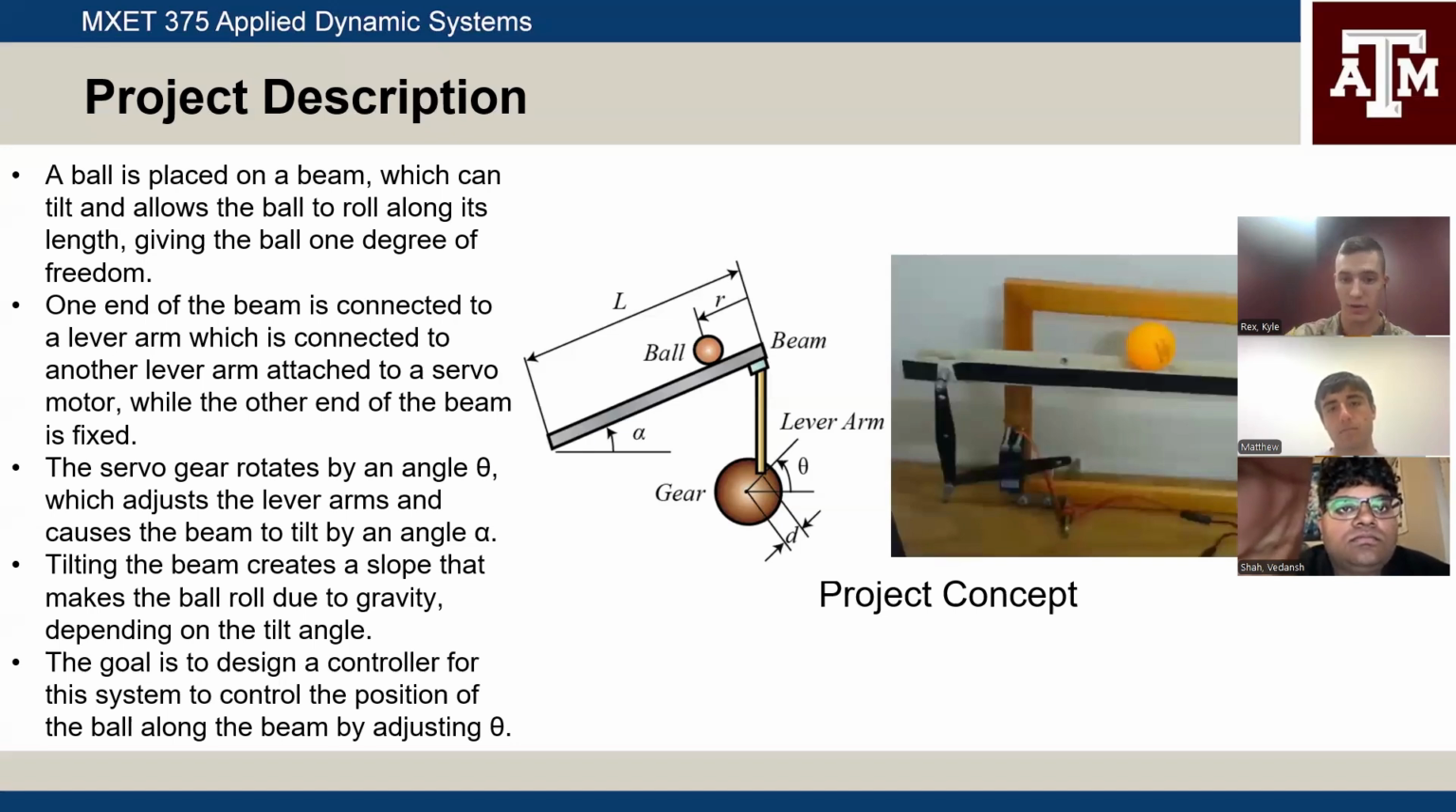And then there's another lever arm connected from the first lever arm to the actual beam itself. And that's what you can see right there, that lever arm, and then you have the ball, which is a distance r from the end of the beam, and the total length of the beam is L. And then you have alpha, which is the angle from the beam to the horizontal.